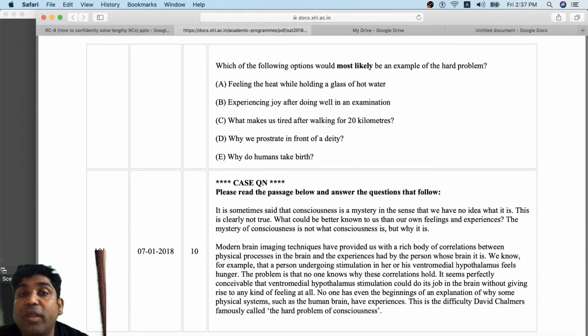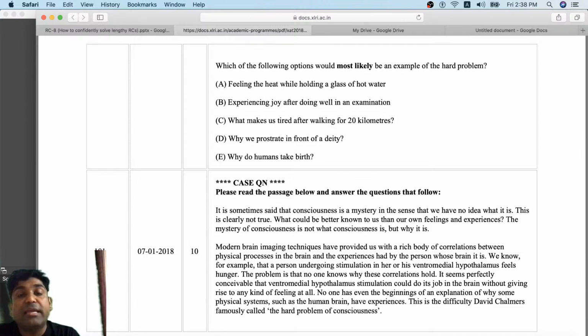B. Experiencing joy after doing well in an examination. This is again a good option, but we can somehow explain it, because there is a correlation between how we answer, how much we answer and how well we answer, and the level of joy which we feel. Probably we can keep it as a standby, but let's look for better options.